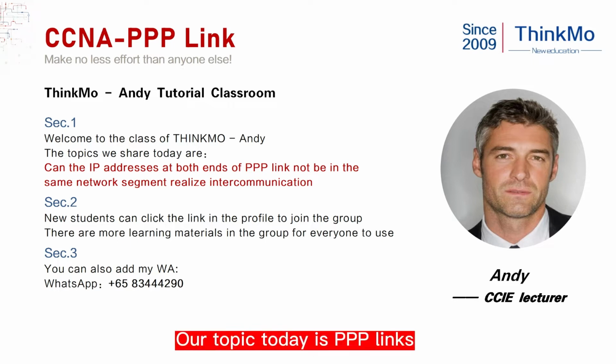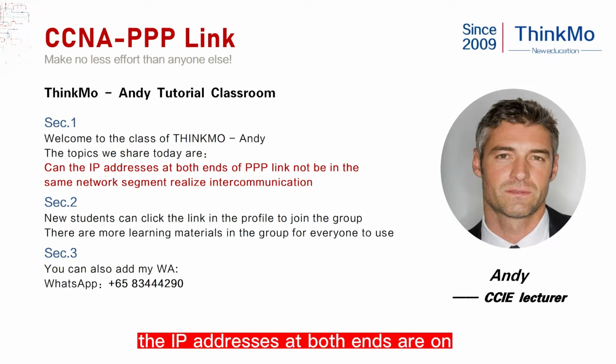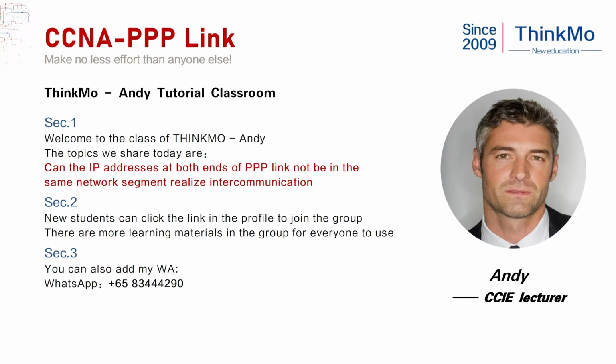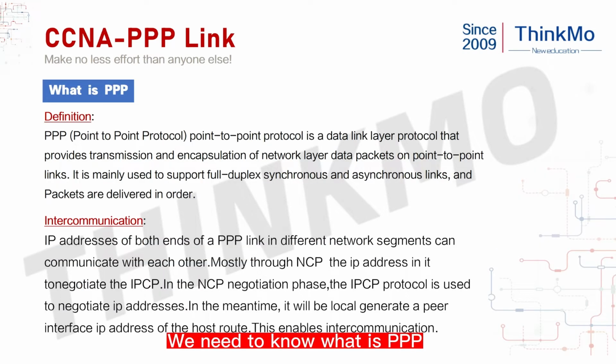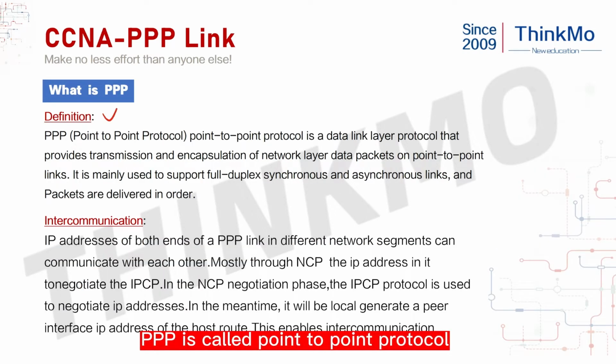Our topic today is PPP links. If the IP addresses at both ends are on different network segments, can the communication still be realized? We need to know what PPP is. PPP is called Point-to-Point Protocol.